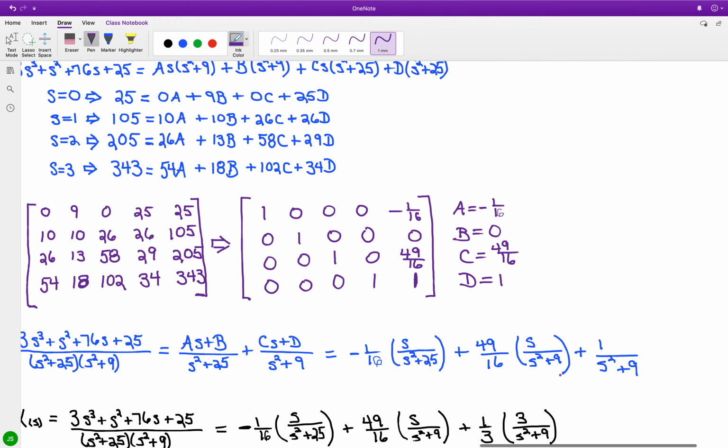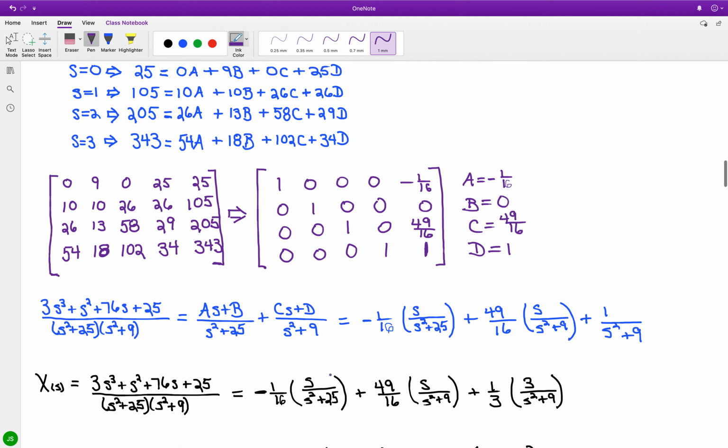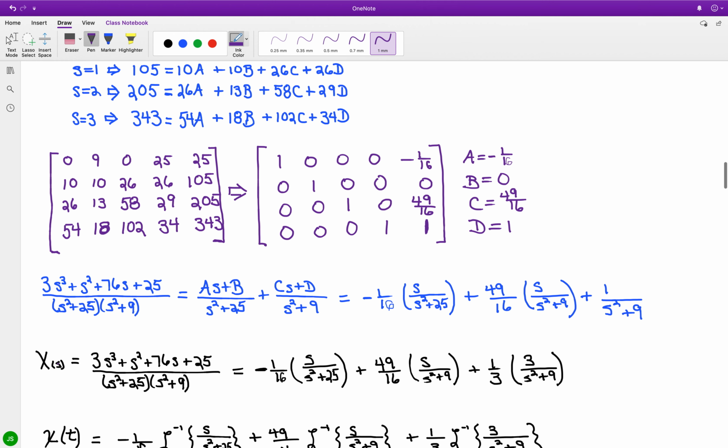Going back to the partial fraction decomposition, with As over s squared plus 25, that would be negative 1/16 of s over s squared plus 25. Again, B is negligible. With Cs plus D, for Cs over s squared plus 9 we have 49/16 of s over s squared plus 9, and for D, we have 1 over s squared plus 9. So for the Laplace transform x of s, you have negative 1/16 of s over s squared plus 25, and 49/16 of s over s squared plus 9.